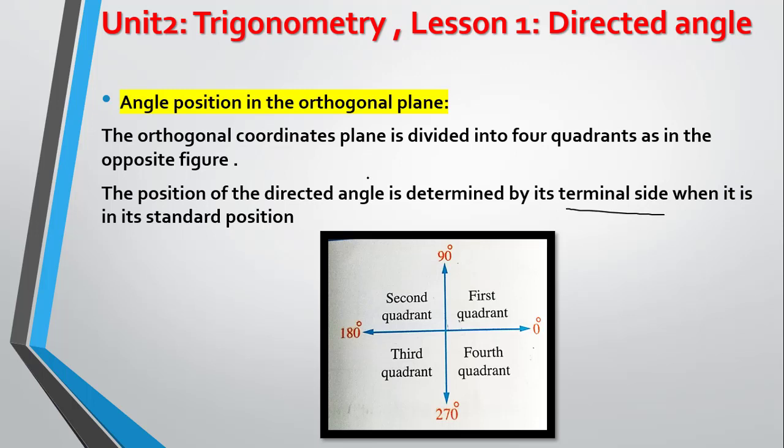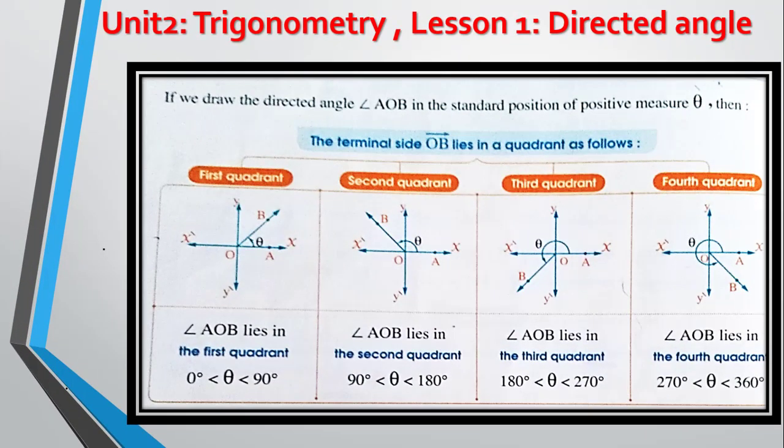Because I'll deal with angles in a standard position, the initial side always is the positive direction of the x-axis. So I need the terminal side. If I want to know the location of the angle, in which quadrant, I mean the terminal side of this angle. So I'll determine in which quadrant is the angle.